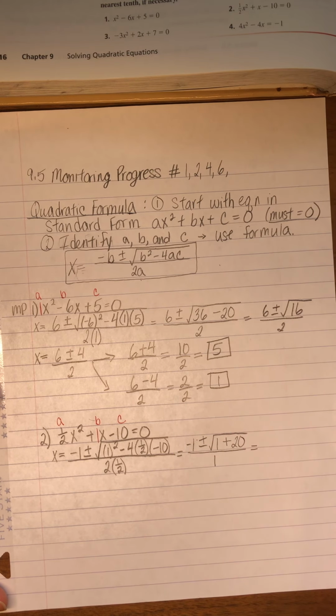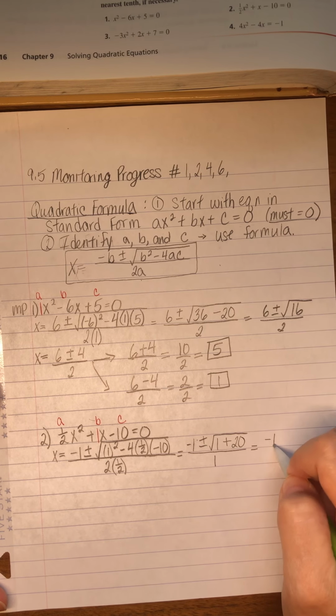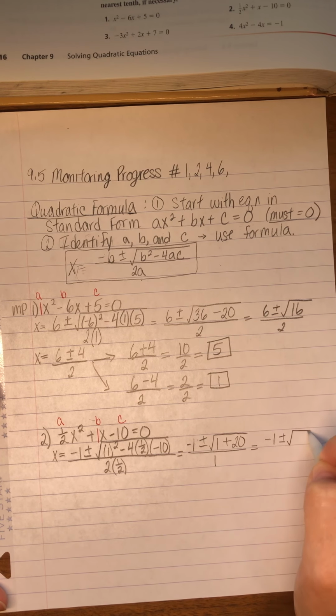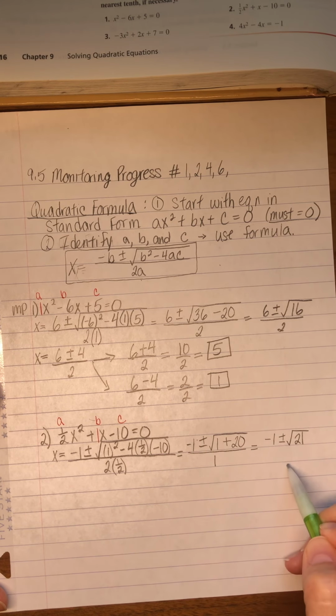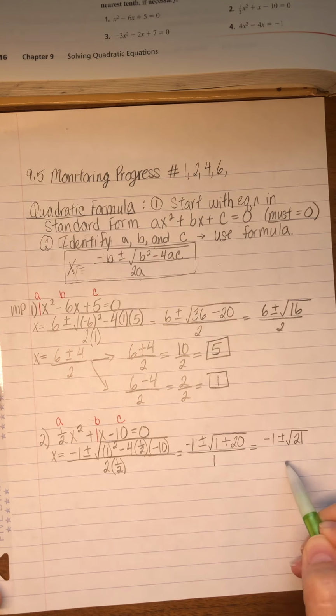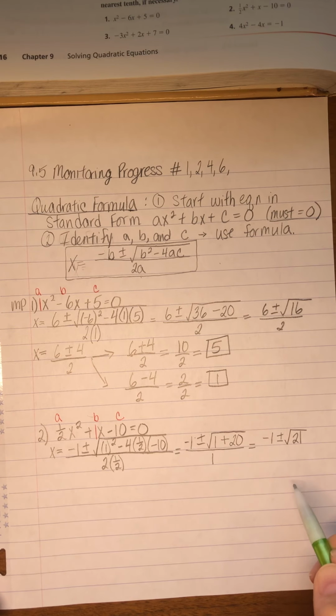Okay, let's simplify underneath the square root. We have -1 plus or minus the square root of 21. And then I don't even really need to write over 1. I can just get rid of that over 1 because anything divided by 1 is itself.